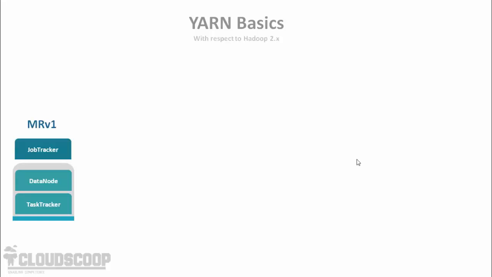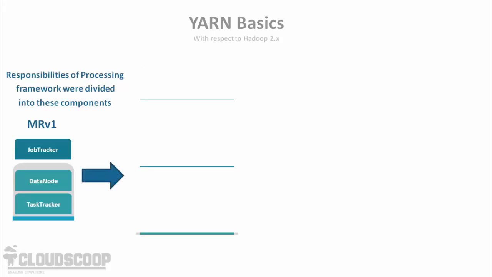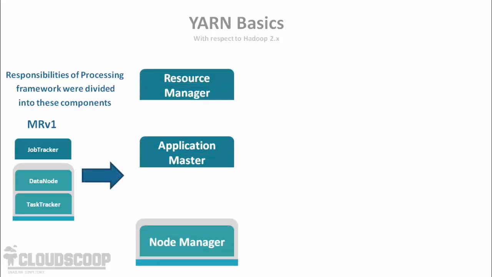As we know, MRv1 consists of a job tracker and a task tracker for a processing framework. Scheduling and resource management were two responsibilities of the job tracker, which were divided in YARN. In YARN, the resource manager has a scheduler which allocates resources to various applications.